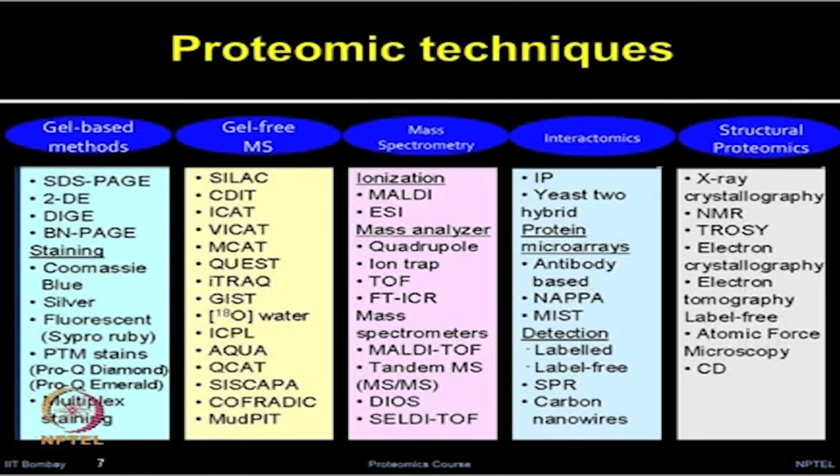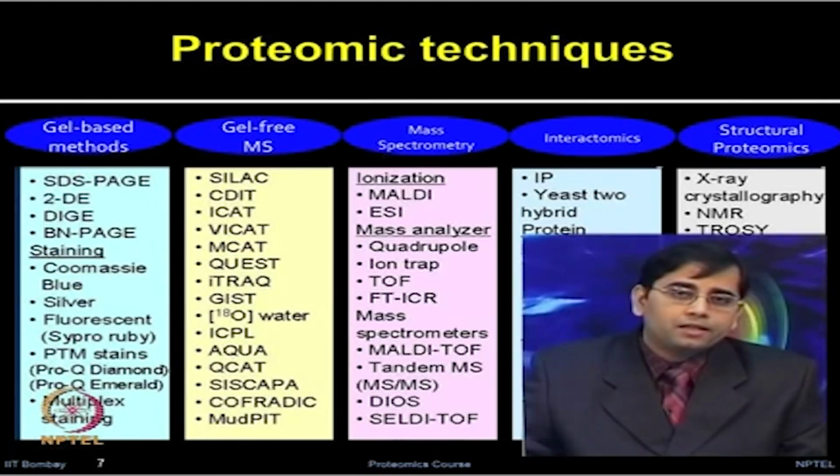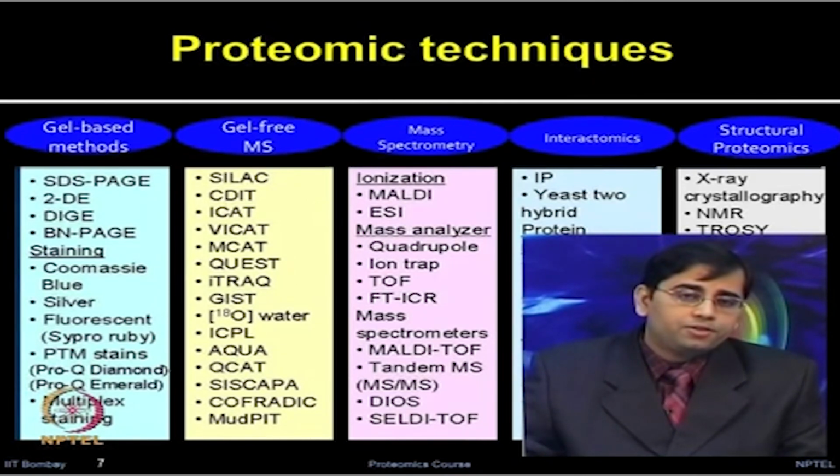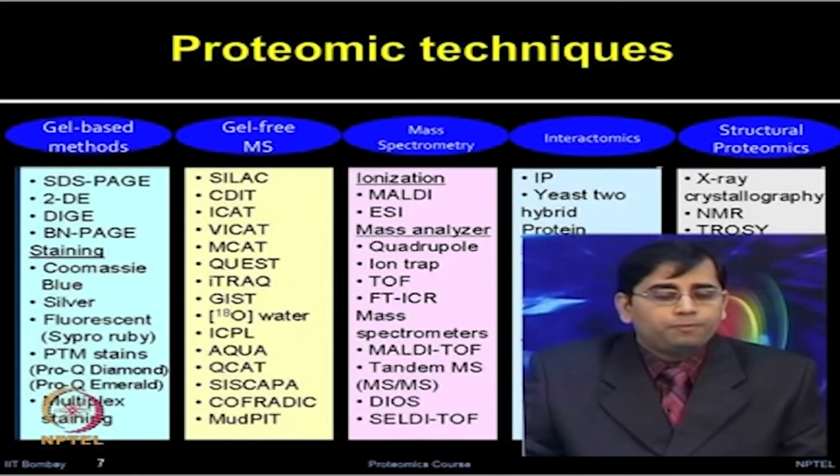We will talk in detail about different proteomic technologies in the subsequent modules of this course, but very broadly you can group these technologies as gel based methods, gel free mass spectrometry based methods, mass spectrometry techniques, techniques to study protein interactions and structural proteomics. As I have shown with some abbreviations in this slide, the gel based proteomics methods include sodium dodecyl sulfate polyacrylamide gel electrophoresis, SDS-PAGE, two-dimensional electrophoresis 2DE, difference gel electrophoresis DIGE, and blue native PAGE, as well as different staining methods such as Coomassie, silver, fluorescent dyes and phosphoprotein stains such as Pro-Q Diamond, and multiplex staining methods.